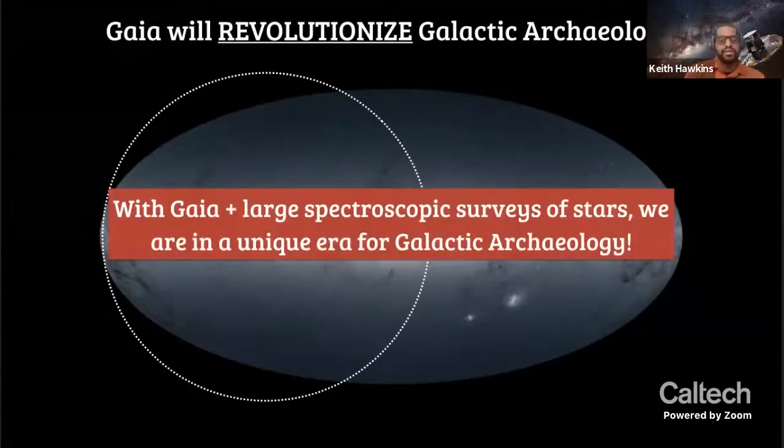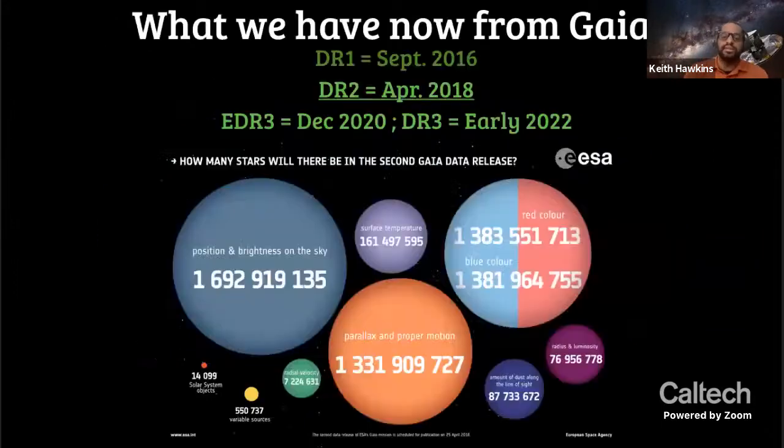And so with Gaia plus these large spectroscopic surveys together, we're in this really unique, extremely data-rich era to be doing galactic and stellar astronomy. And so Gaia has, I think, on some level, really started to revolutionize galactic and stellar astronomy. And every week I see tens of new papers a week on Gaia-related science.